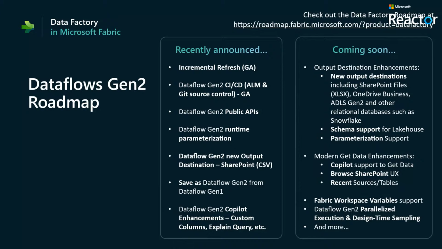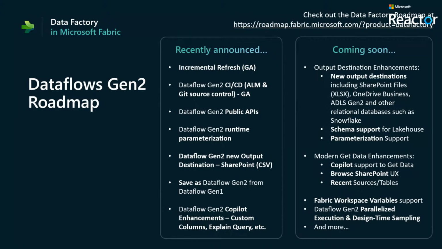OneDrive Business, it's possible today to leverage the SharePoint CSV file output destination to output to a OneDrive Business folder. We're going to make that more discoverable and easy to use. Today, you have to go some ways to find the right URL to use in the SharePoint file destination to configure a OneDrive Business folder. Additionally, we plan to invest in additional destinations like ADLS, Azure Data Lake Storage Gen 2, and also other relational databases, including Microsoft, but also non-Microsoft destinations such as Snowflake.